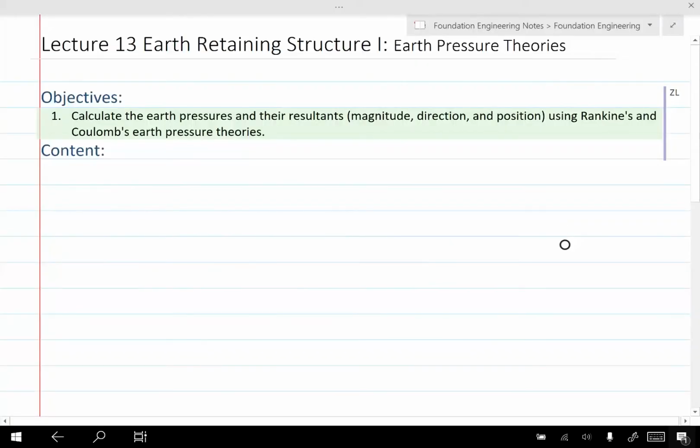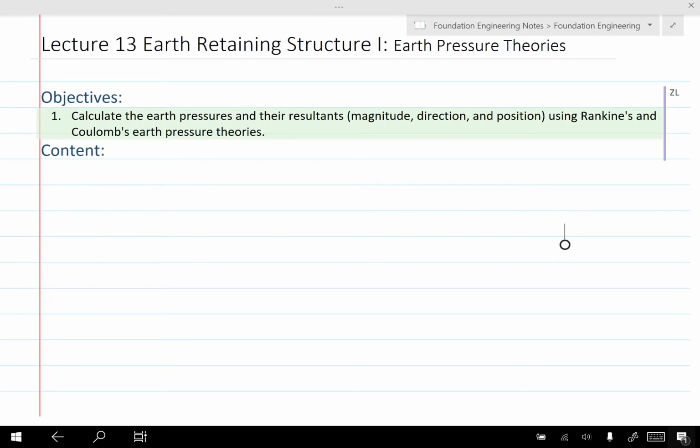We are about to move to another major topic of foundation engineering, that is the analysis and design of earth retaining structures. It's very interesting to point out that the earth retaining structures are much different from what we learned before, that is the shallow and deep foundations.